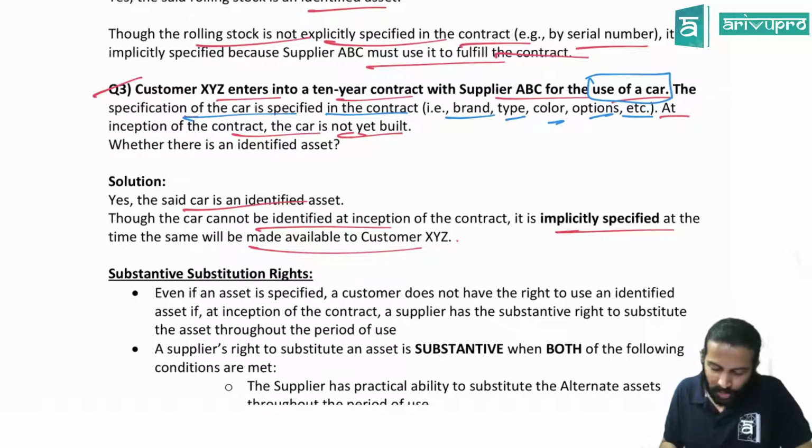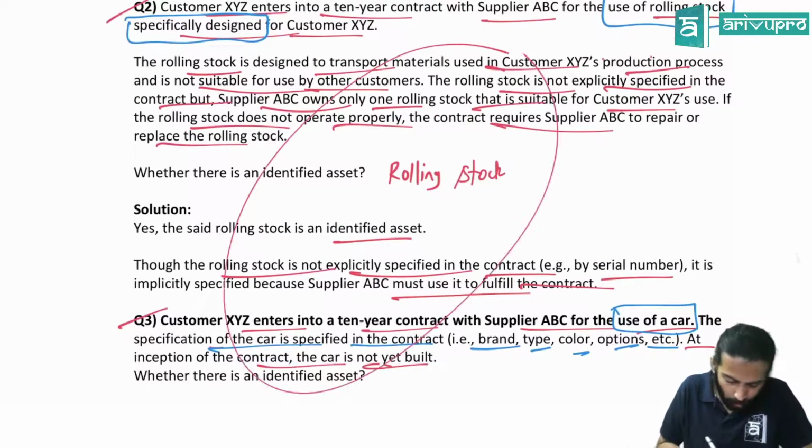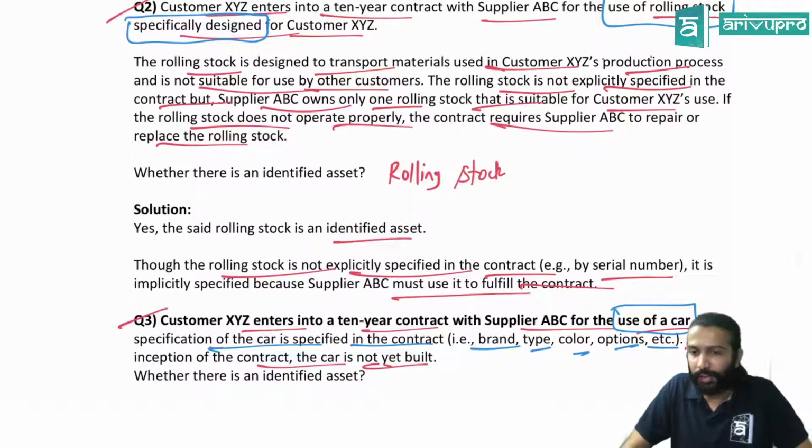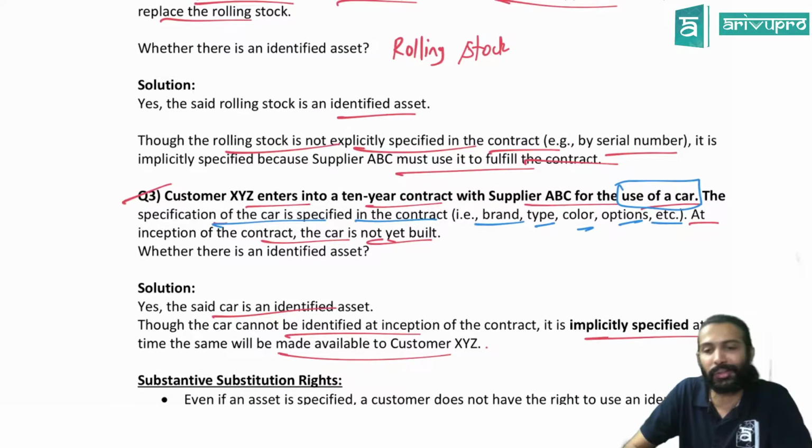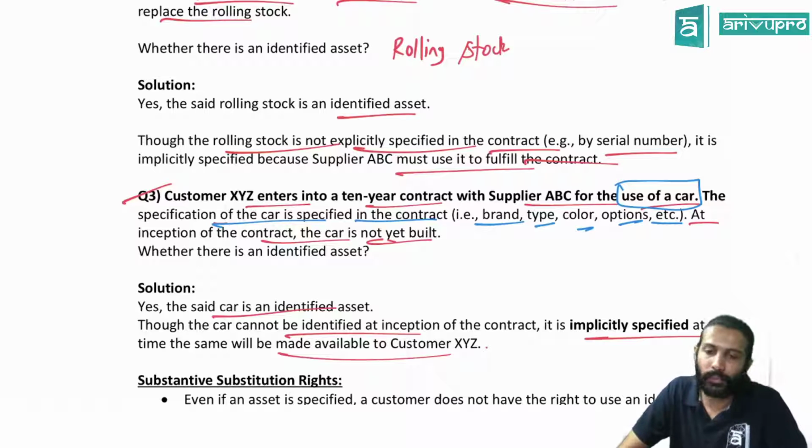So what is the point we learned from question number 2 and 3? First, even if you don't call out that asset in the contract, still it can be identifiable. Second, if the asset is not there at the time of the contract date, still it can be identifiable, provided the features have been clearly mentioned. Those are the 2 pointers of question number 2 and 3.